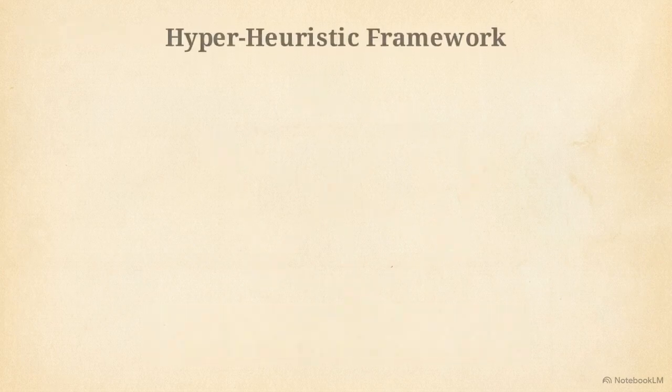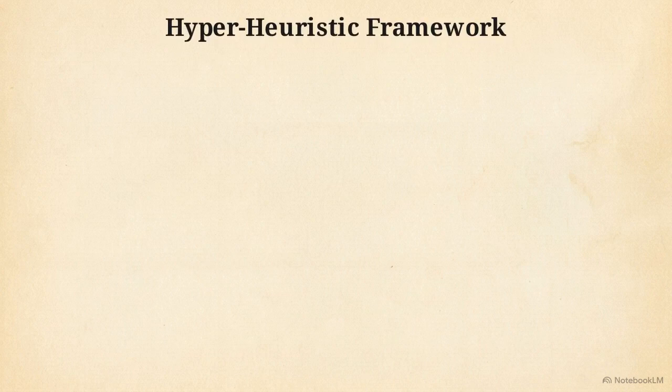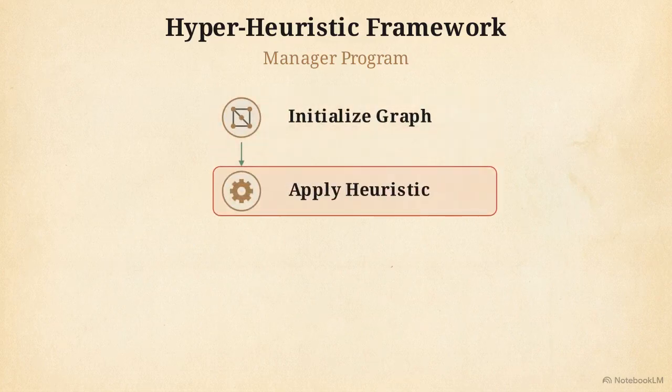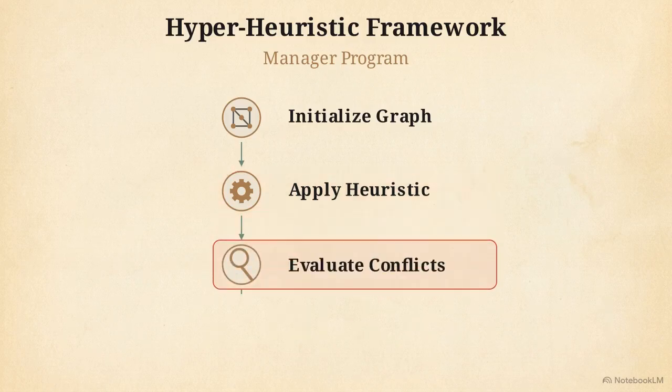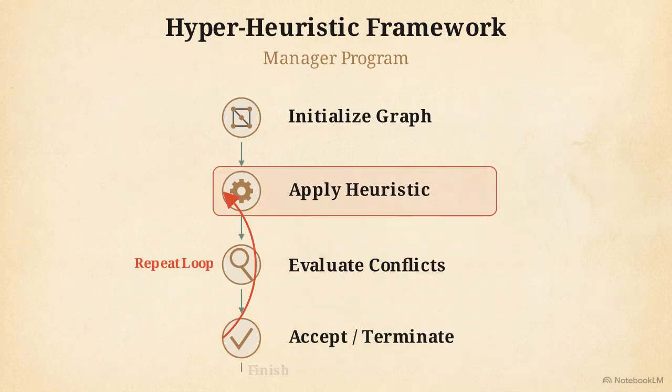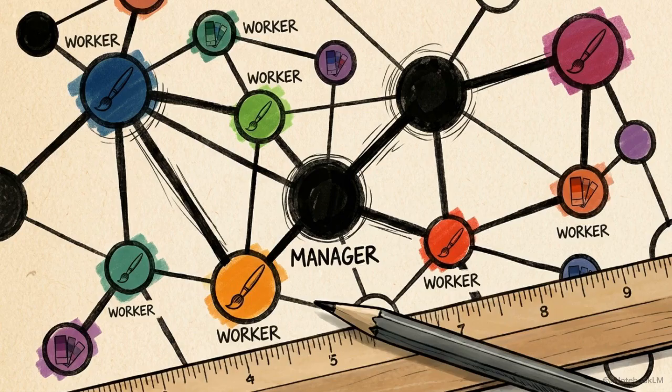Looking at Section C of the assignment outline, we see the overarching hyper-heuristic framework. Think of this as the manager program. The manager initializes the graph, iteratively selects and applies low-level heuristics, evaluates the resulting timetable, and accepts improvements until a termination criterion is met. If the framework is the manager, the low-level heuristics are the workers actually coloring the graph.